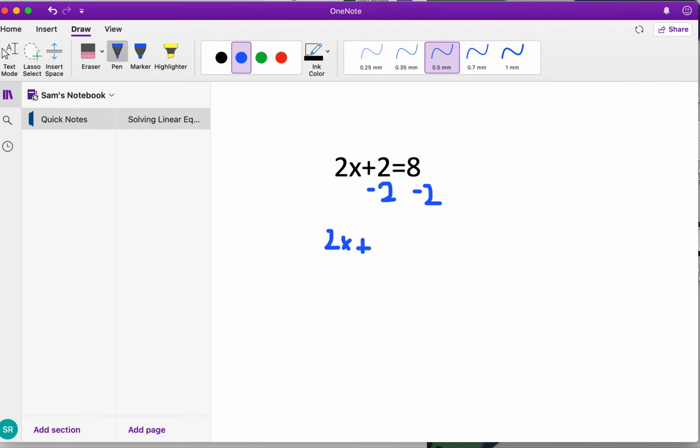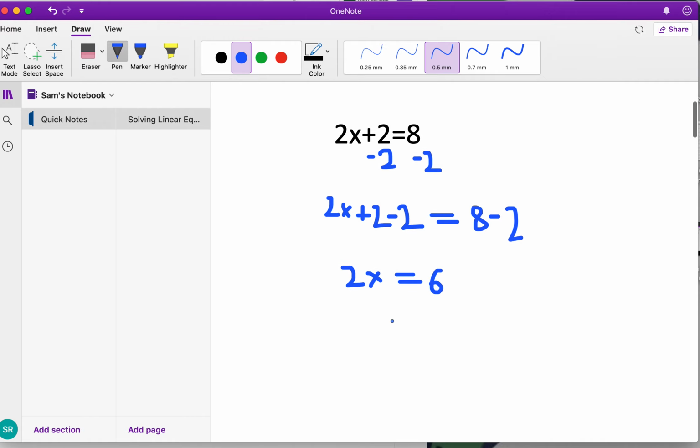So 2x plus 2 minus 2 is just going to be equal to 2x plus 0, which is 2x. And that equals 8 minus 2, which is 6.